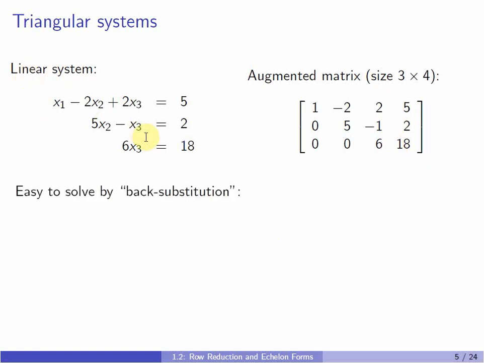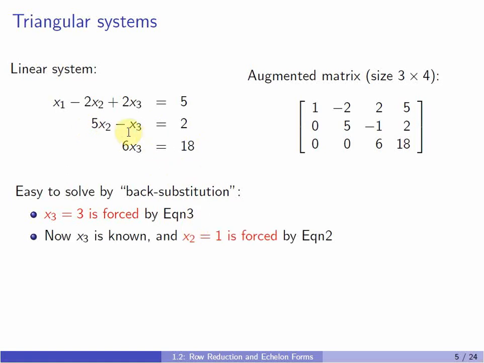But the reason this kind of triangular shape you see here is nice is you can use back substitution. So take a look at this last equation, the bottom equation, 6x3 equals 18. That's easy to solve, right? You divide both sides by 6, and you get that x sub 3 has to equal 3. And now that you know that x sub 3 is equal to 3, take a look at the second to last equation. You just plug in the 3 right there, and then 5 times this one variable minus the number 3 is equal to 2. We know that x sub 2 has to equal 1.